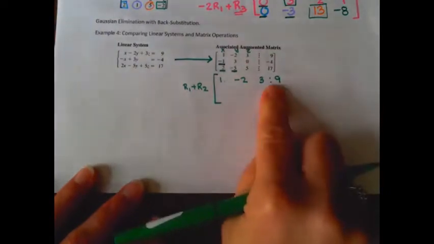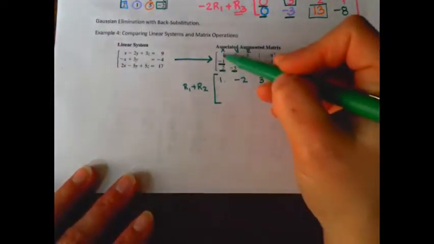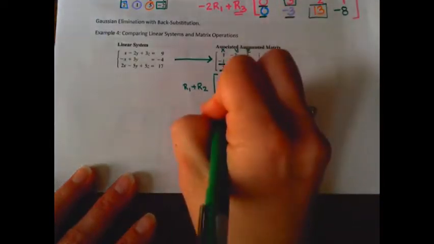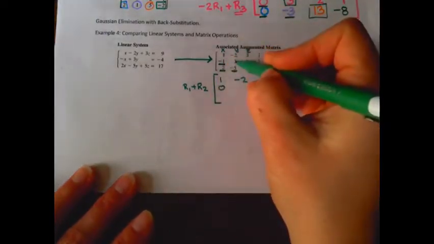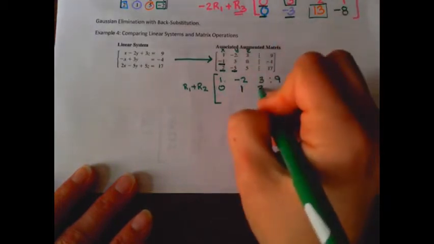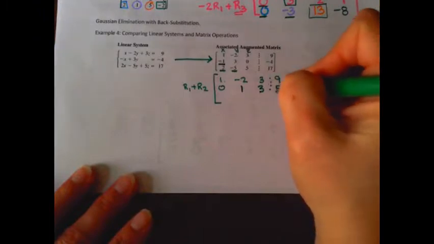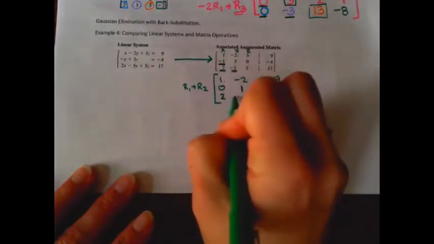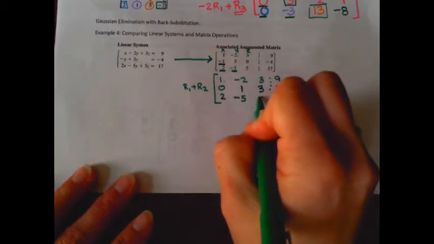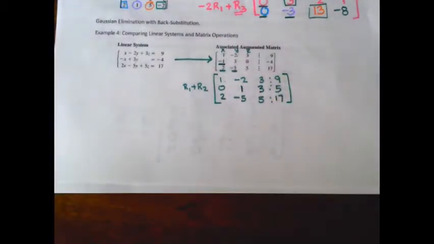And I always put 2 dots instead of 3 because it's easier. All right, so let's add. 1 plus -1 is 0. -2 plus 3 is 1. 3 plus 0 is 3. And 9 plus -4 is 5. And I'm going to leave the second one. So great, we have that 0 in this spot here.